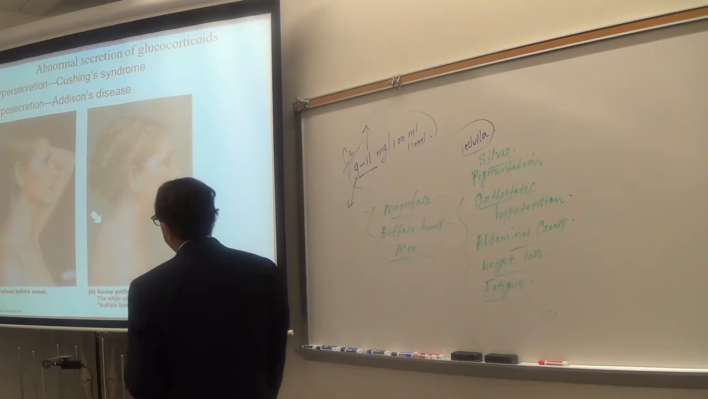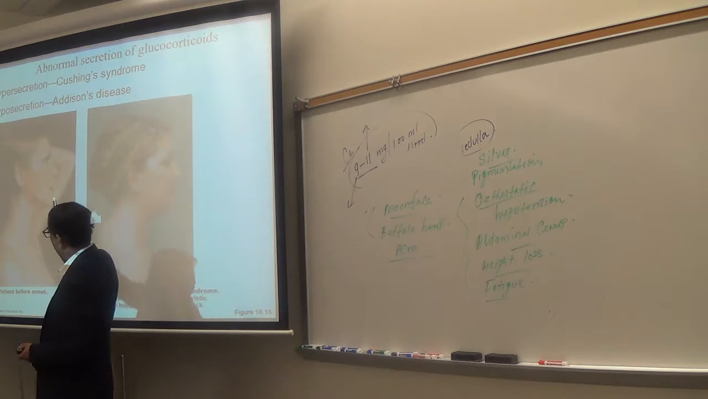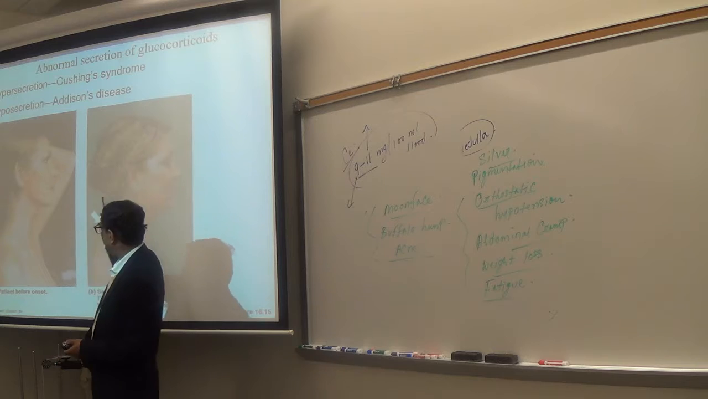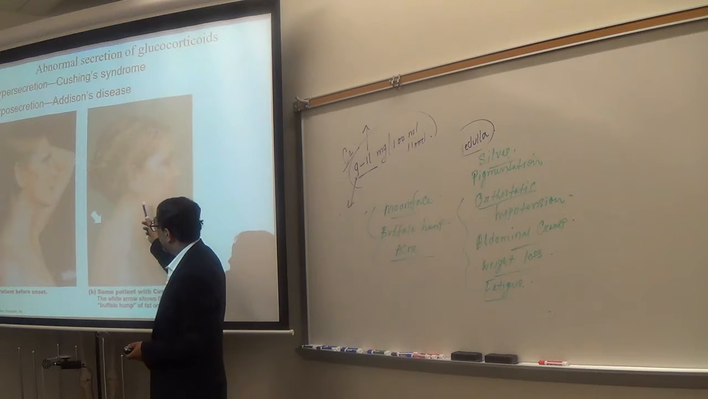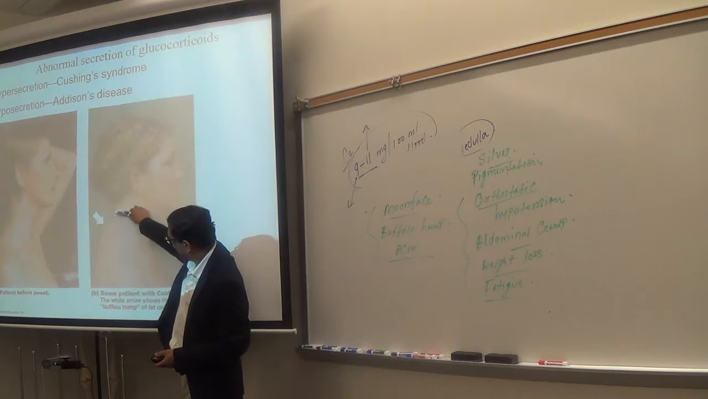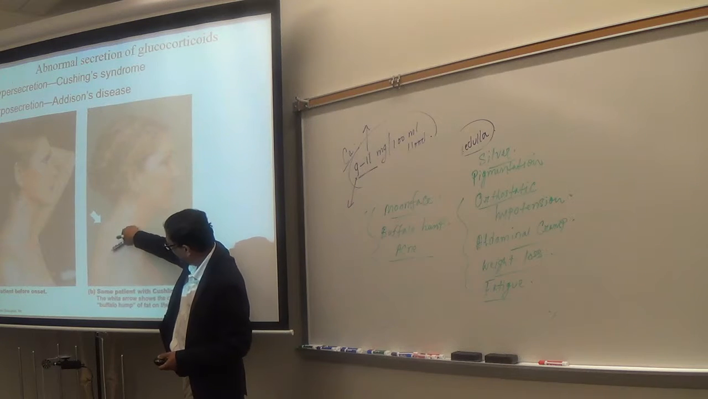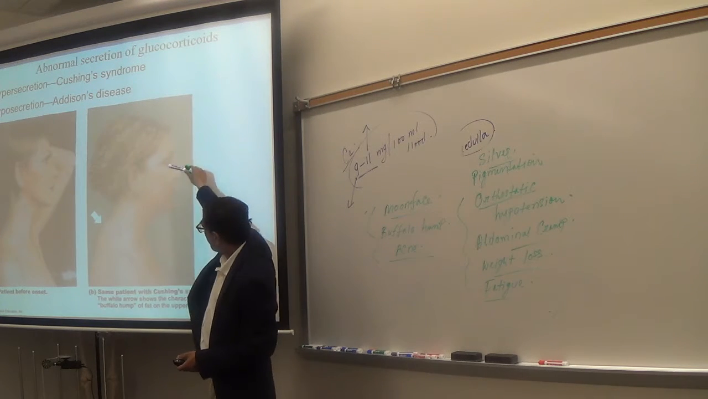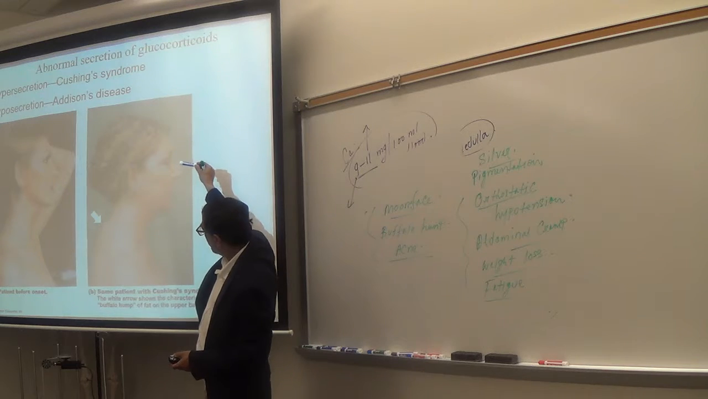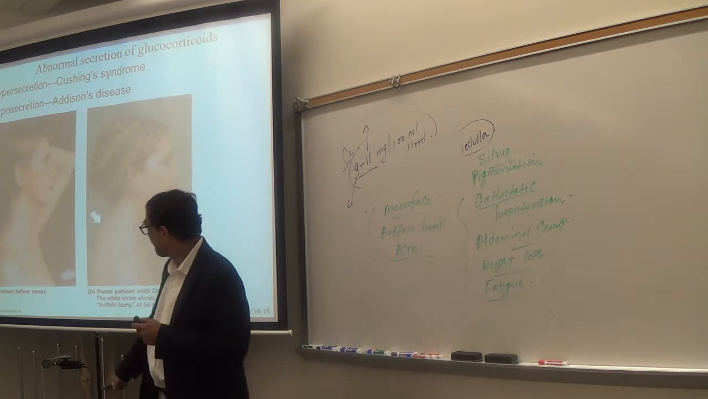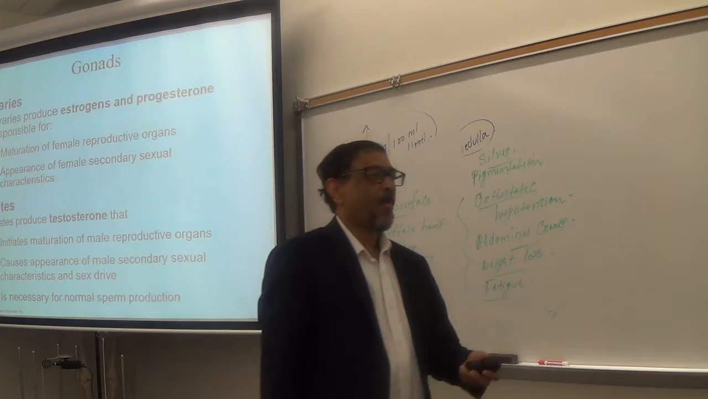So here you see a Cushing syndrome patient. This is before and this is after. So you see a lot of fat has accumulated in the back of the neck and shoulder, buffalo hump, face become more round, so moon face, so you see those signs.